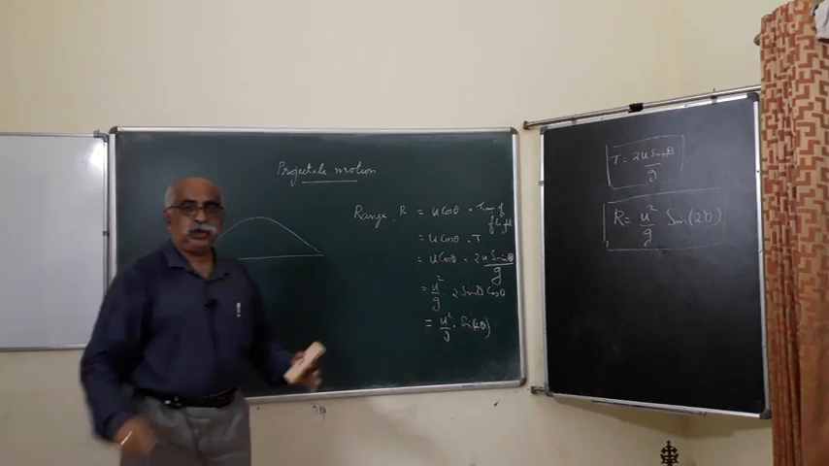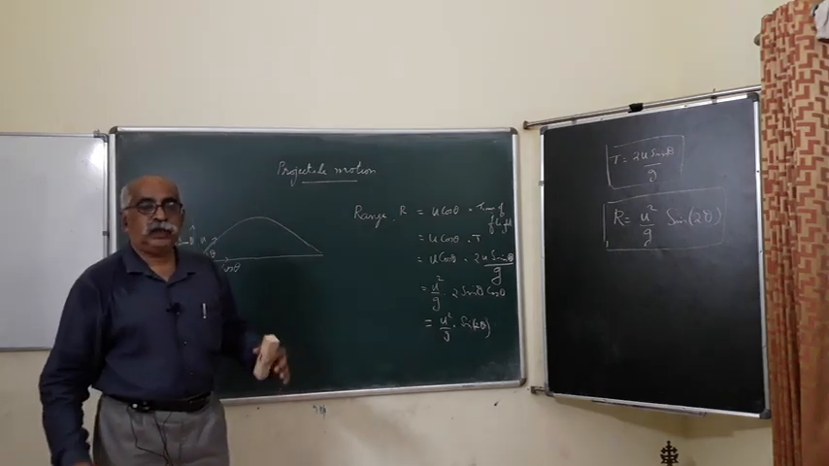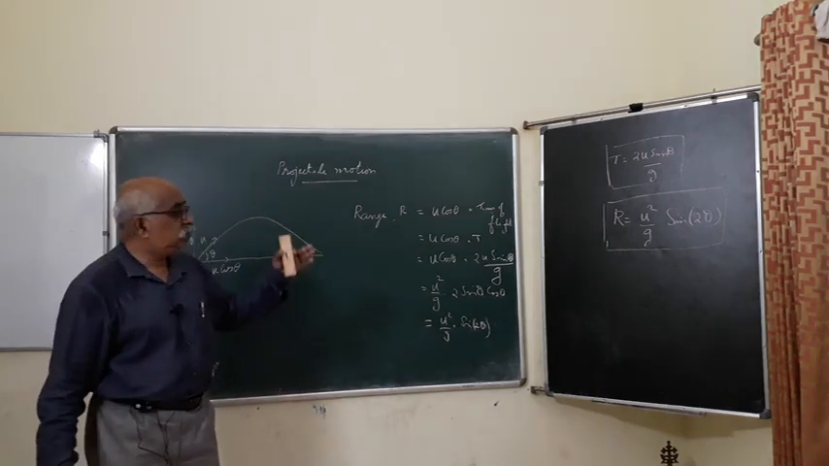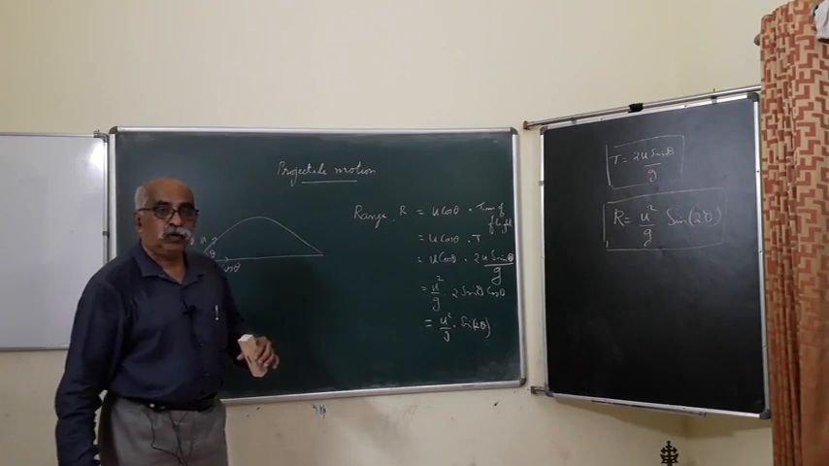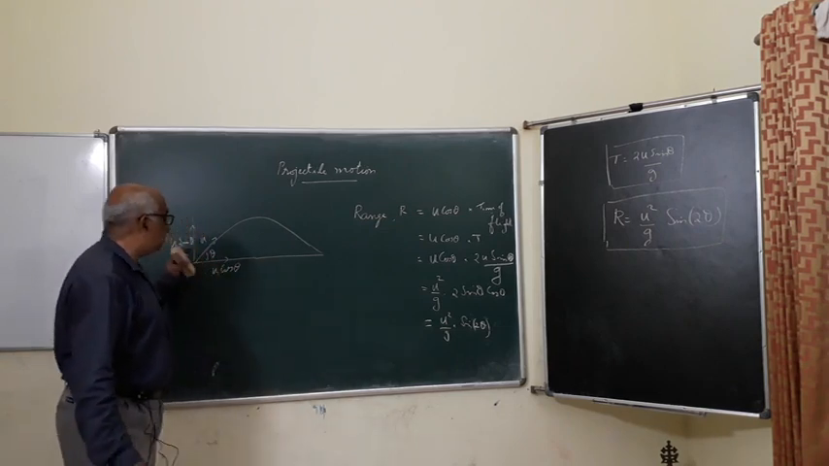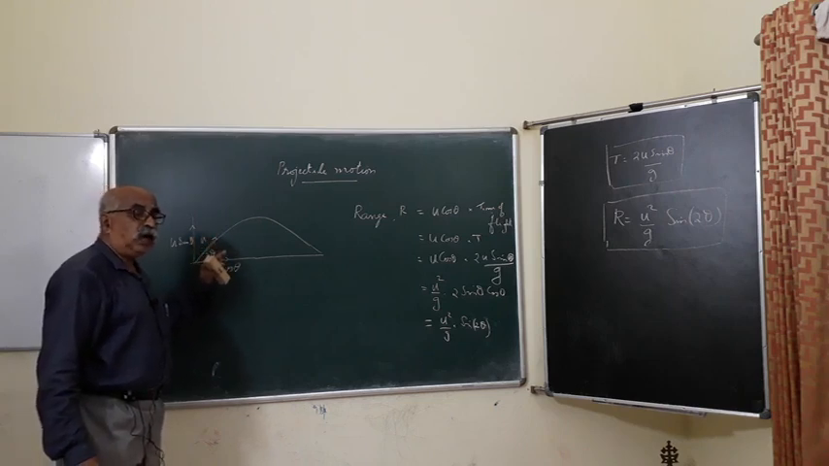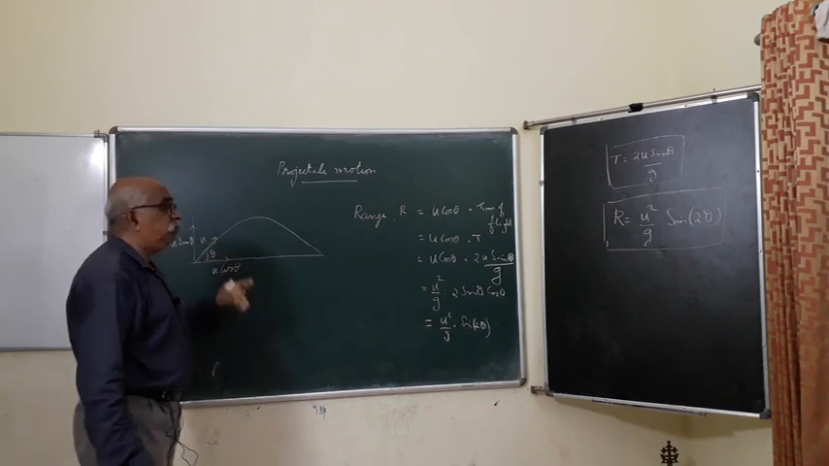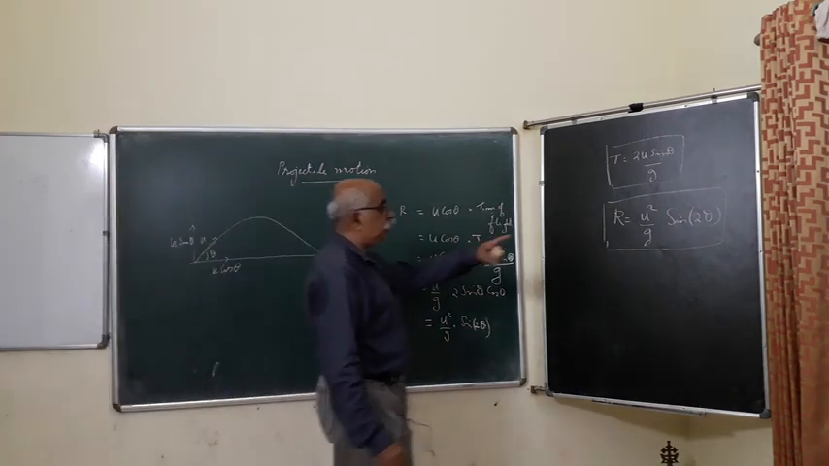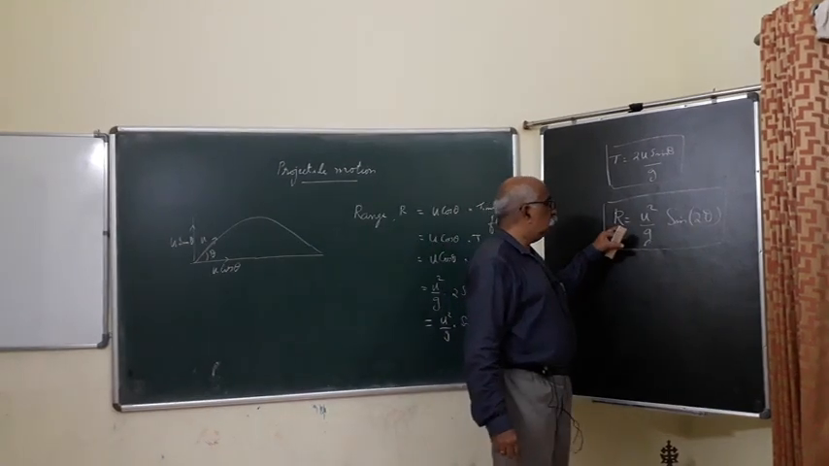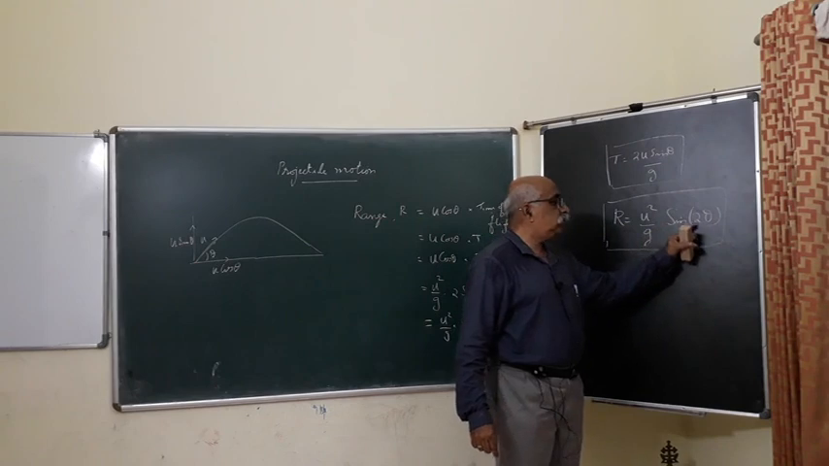Now examine the situation where this range becomes maximum. Suppose we vary the angle of projection, keeping the initial velocity the same. For a certain angle of projection, the range will be maximum. You look at this range. Range is given by u square over g multiplied by sin 2 theta.